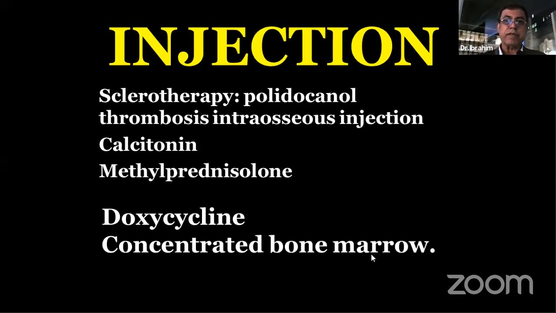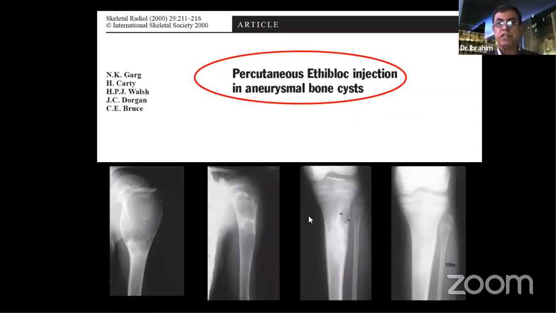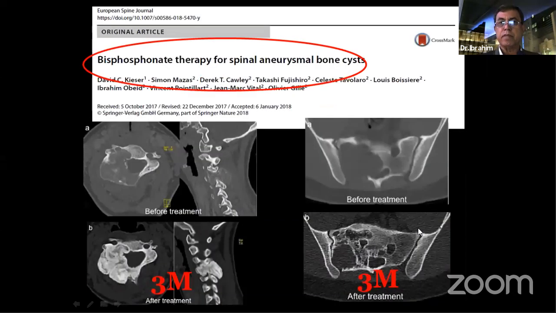It's called sclerotherapy. You use alcohol, you use calcitonin, you use methylprednisolone, doxycycline, concentrated bone marrow. These have all been tried with various degrees of success. Sclerotherapy. This is injecting a certain type of alcohol, and look at this, before and after. This is in the upper end of the tibia.